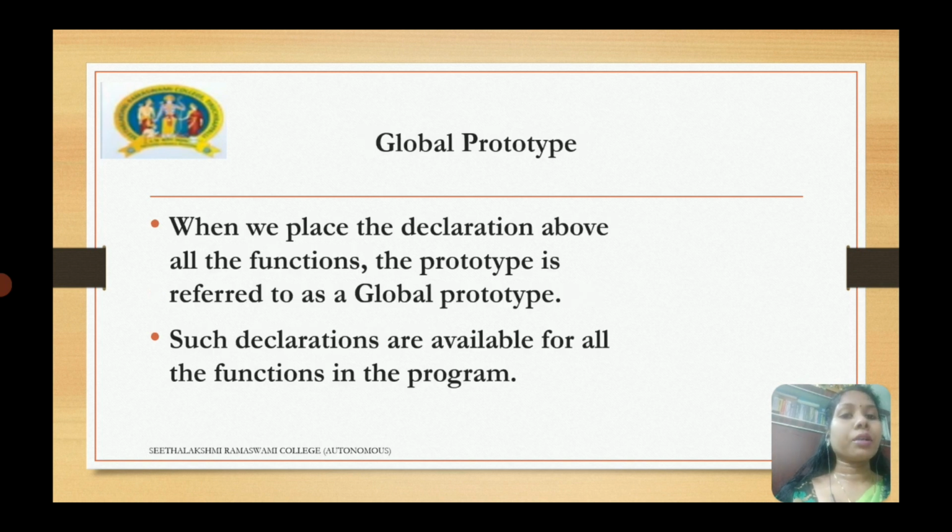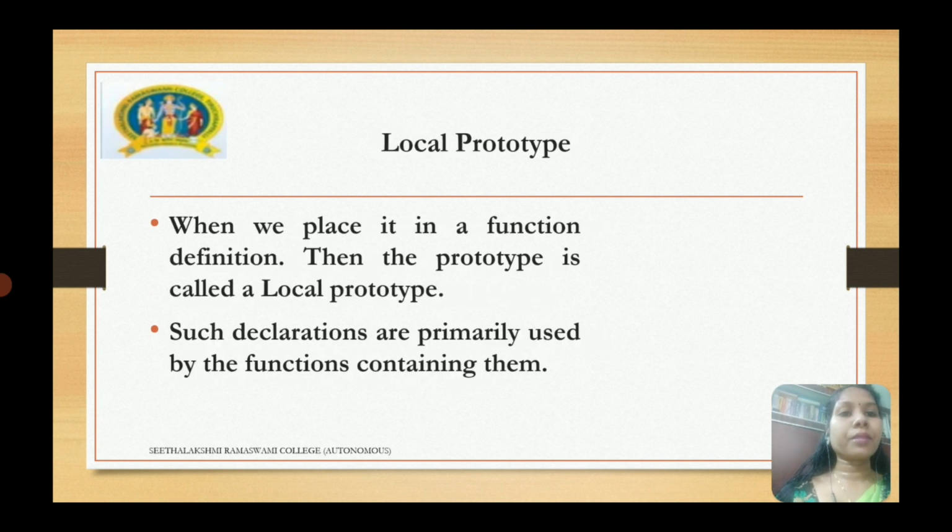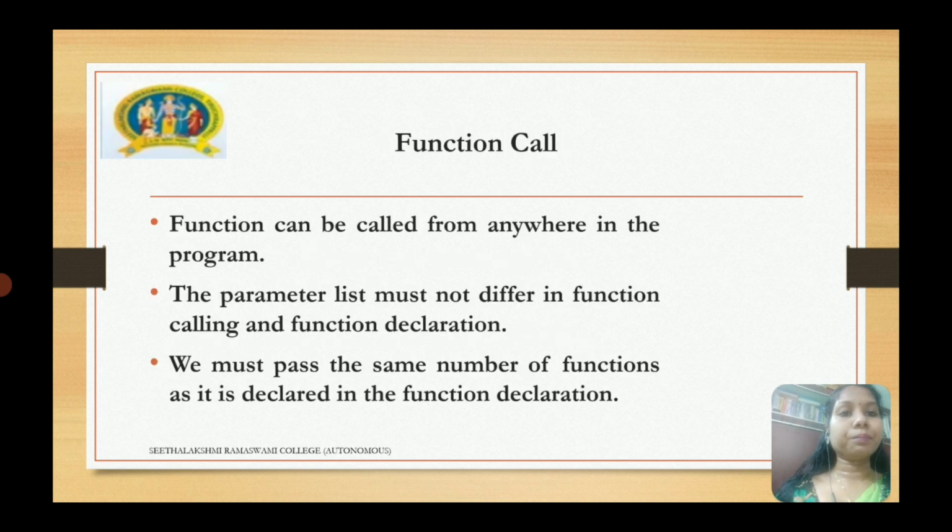Global prototype. When we place a declaration above all the functions, then the prototype is referred to as a global prototype. Such declarations are available for all the functions in the program. Local prototype. When we place it in a function definition, then the prototype is called a local prototype. Such declarations are primarily used by the functions containing them.